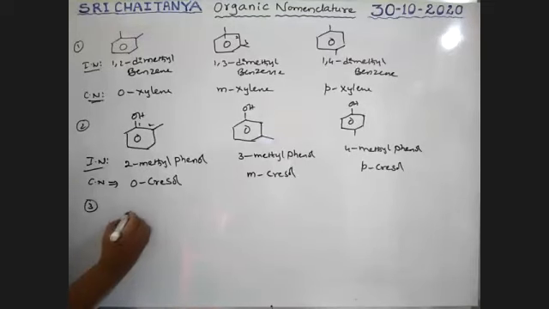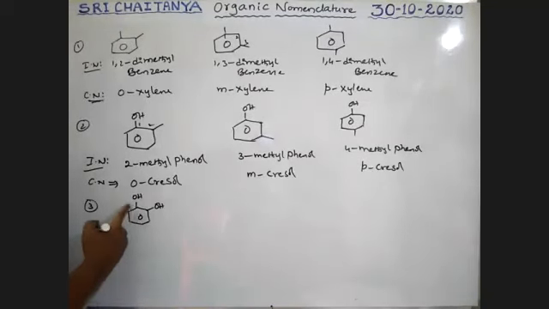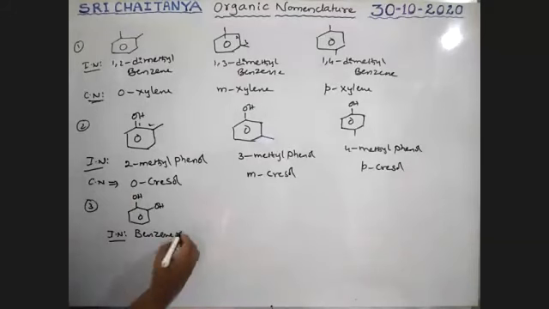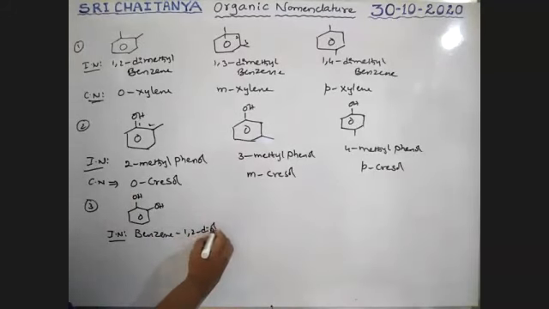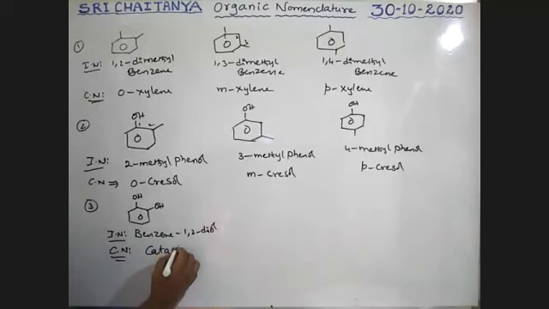Next, the third one. 2 OHs are attached to benzene. It is benzene-1,2-diol as the IUPAC name, since both functional groups are the same. Benzene-1,2-diol. But the common name is catechol. Catechol is the common name.